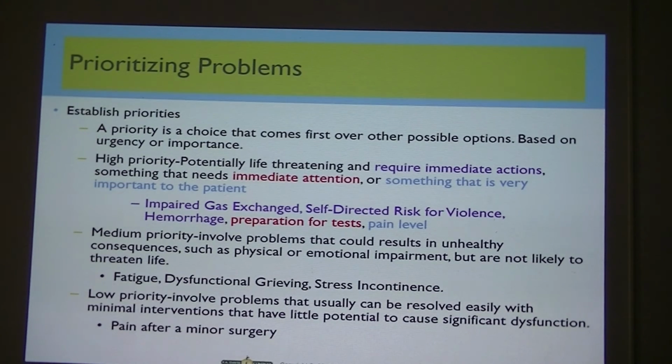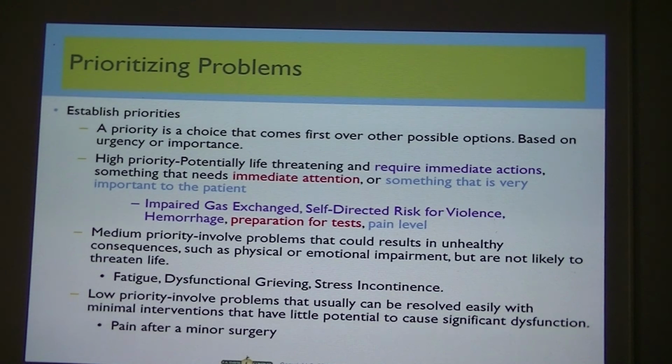So something that needs immediate attention is preparing a person that's getting ready to go down for a test. Something that's very important to the patient could be their pain level, or something that they need to say to someone before the surgery begins. Something that requires immediate actions could be someone that has impaired gas exchange, so they're not able to breathe correctly. Someone that's hemorrhaging, someone that is at risk for self-directed violence, okay? So those are all high priority.